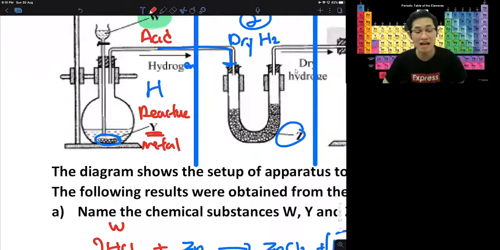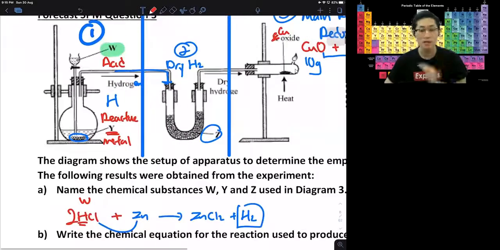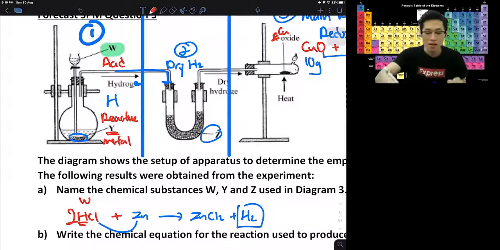It has to be a reactive metal, more reactive than hydrogen. It can be magnesium, zinc, calcium. But remember, not sodium or potassium, that can cause explosion.